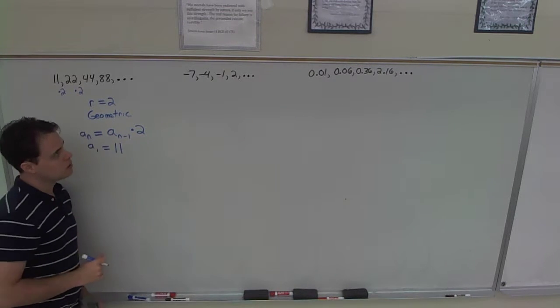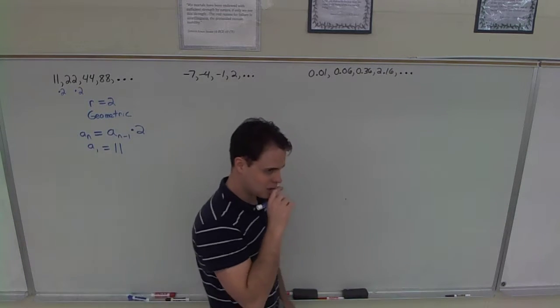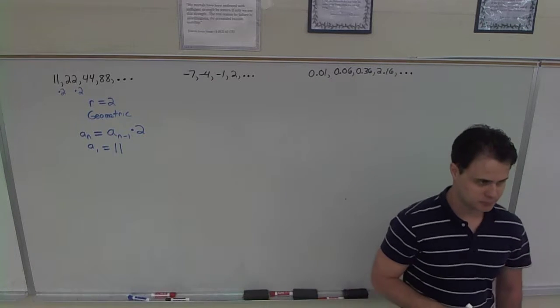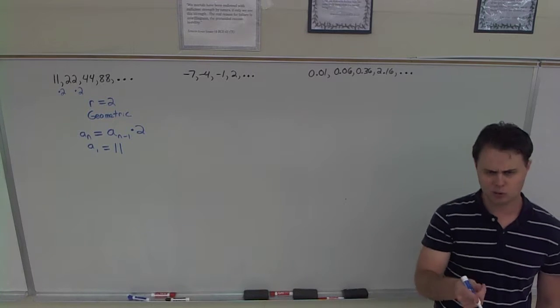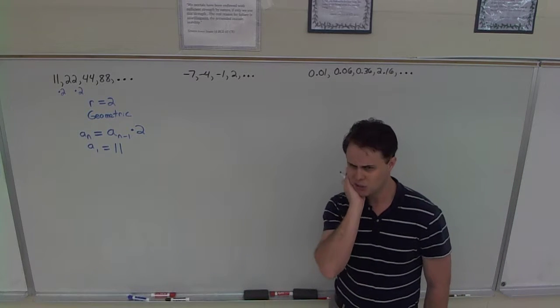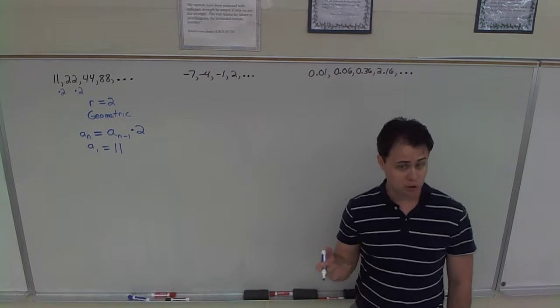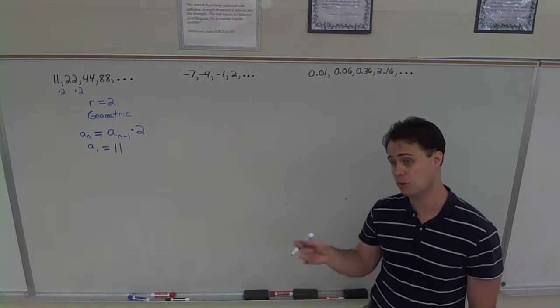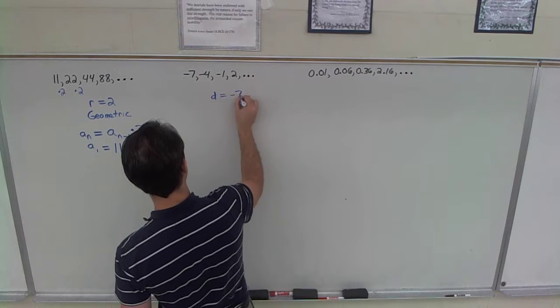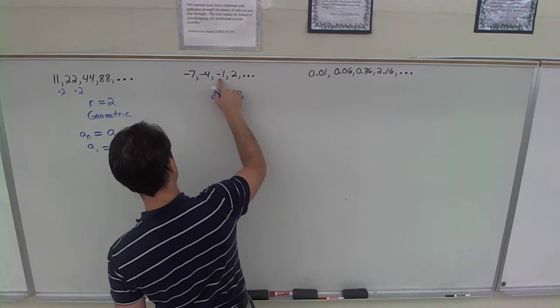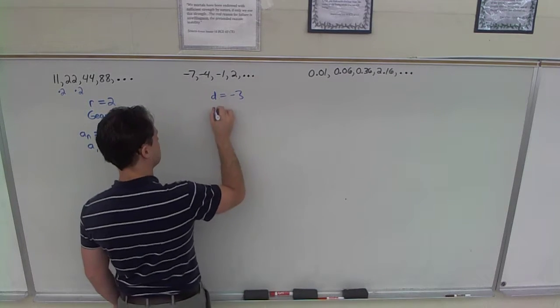All right. This guy, is it arithmetic or geometric? Arithmetic. Why? It's going down by 3 each time. If you've got a subtraction or an addition, that's arithmetic. So we're going to say d is negative 3 because it's minus 3, minus 3, minus 3. So that's arithmetic.